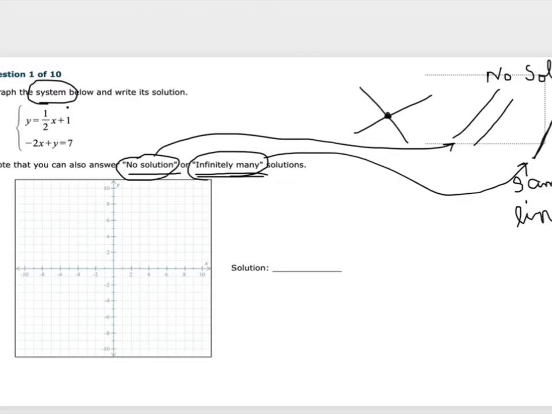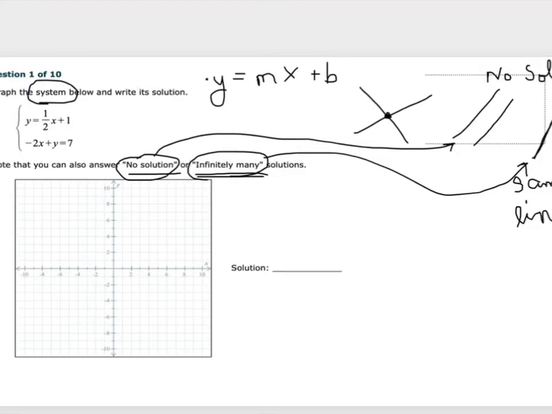First, it says graph the system and write its solution. So on this one, we're going to solve, most likely, by graphing. So let's go ahead and try to do that. There's several ways we can solve, and one of them is by graphing. Y equals 1/2 x plus 1. So let's look at this one. Remember, y equals mx plus b is our slope-intercept form of the line. And this first line is in this form.